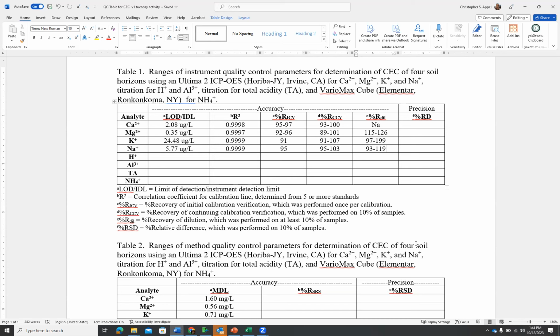One 126. Is that calcium? No, magnesium.